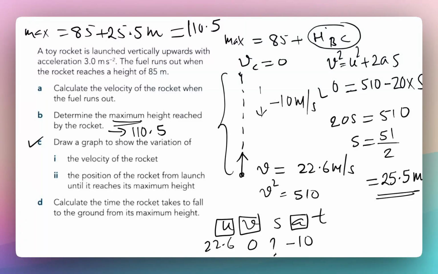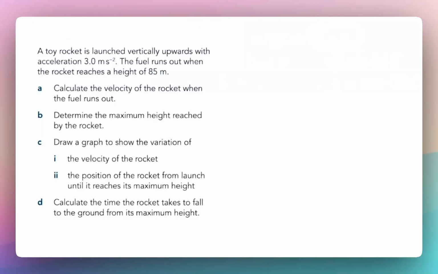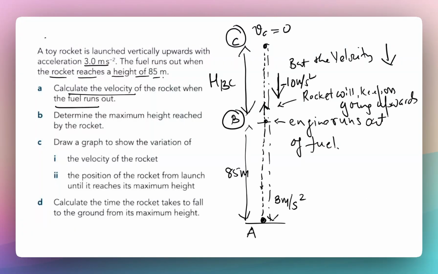Now part C, they are asking us to draw a graph showing the variation of the velocity of the rocket. So let's try that. So this is our graph. And as you know, the motion is actually in three parts. So we'll try to break that down into three parts. The first part is when the rocket starts from here and arrives here with a particular acceleration, and thereafter it goes from B to C upwards and then comes back down, right?